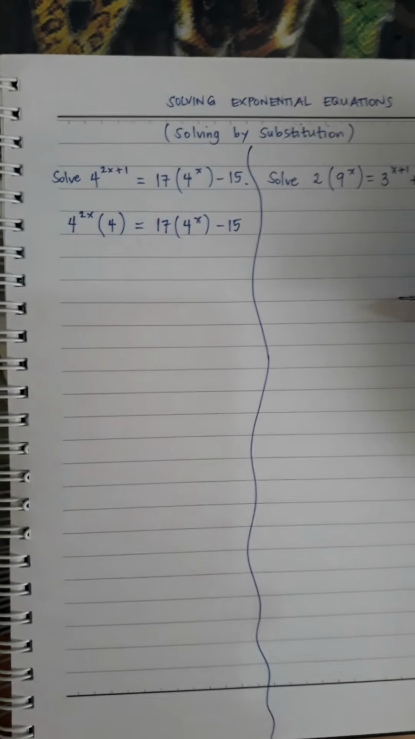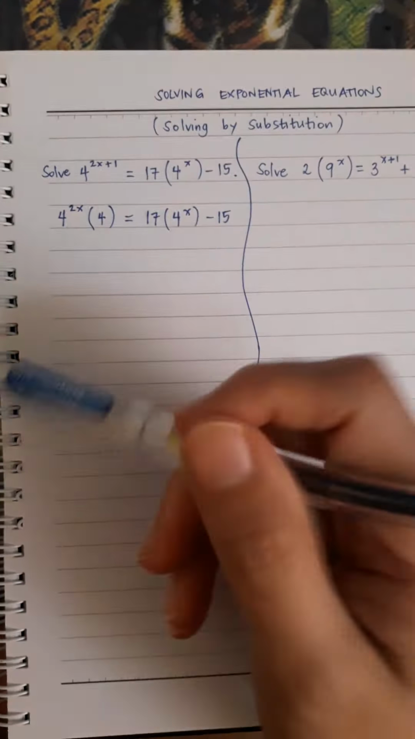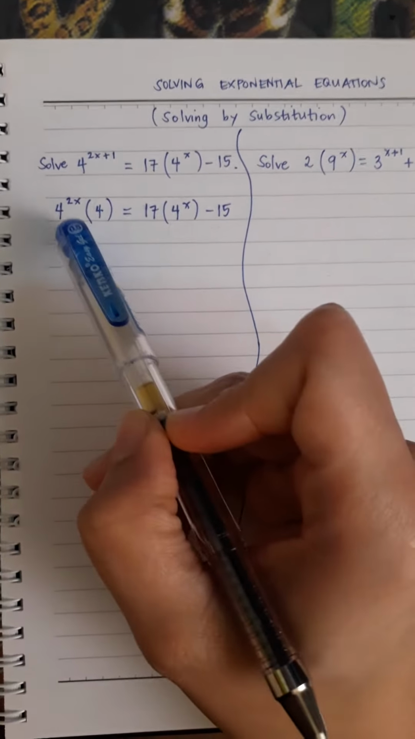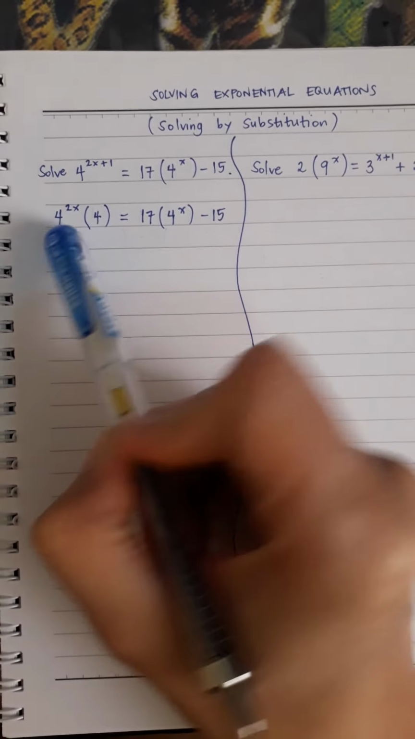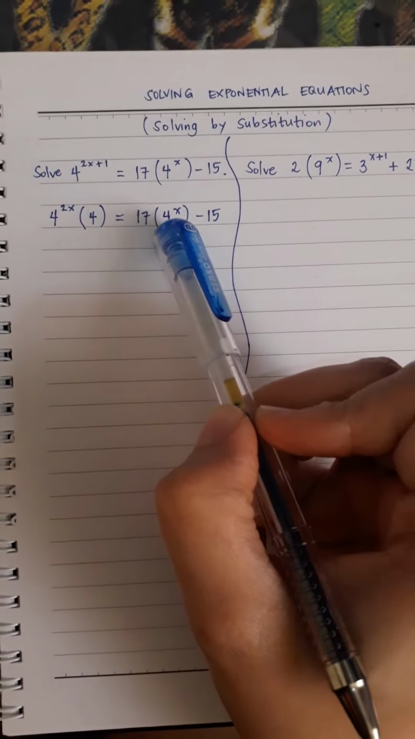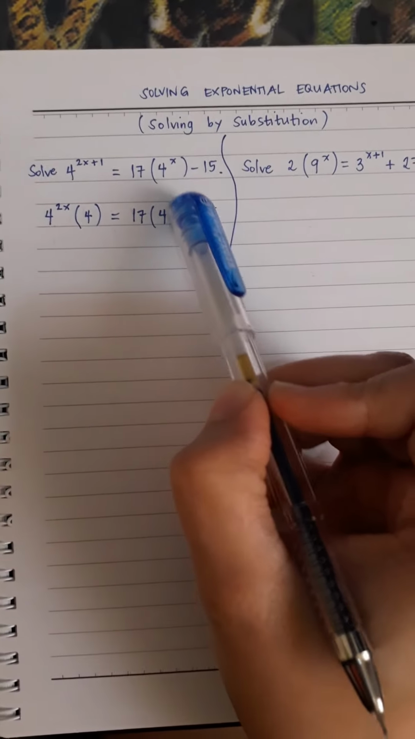Okay. Now, the substitution that we will do becomes much clearer now that we've written it in this form. So, look at these two, 4 to the power of 2x and 4 to the power of x. We can simplify further your 4 to the power of 2x as 4 to the power of x squared. Then, times the 4 here equals, right side is still the same.